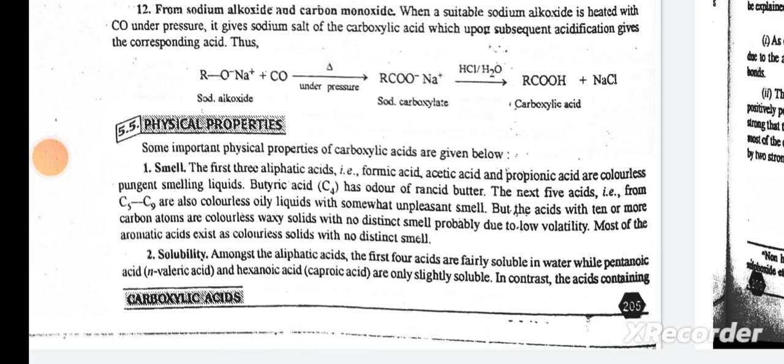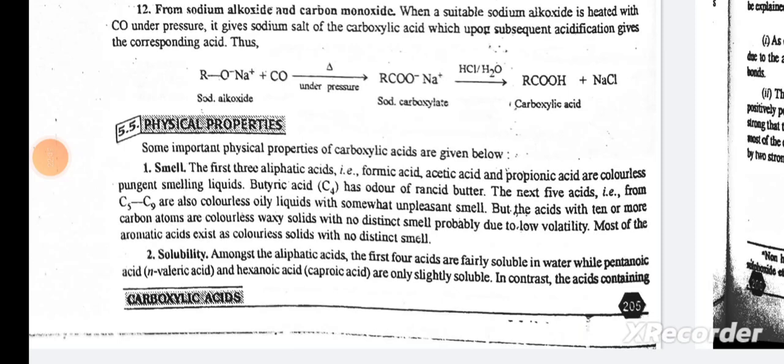Physical properties. Some important physical properties of carboxylic acids are given below. Smell. The first three aliphatic acids, formic acid, acetic acid, and propanoic acid, are colorless, pungent smelling liquids. Butyric acid has the odor of rancid butter. The next five acids from C5 to C9 are also colorless, oily liquids with a somewhat unpleasant smell, but the acids with 10 or more carbon atoms are colorless, waxy solids with no distinct smell, probably due to low volatility. Most of the aromatic acids exist as colorless solids with no distinct smell.